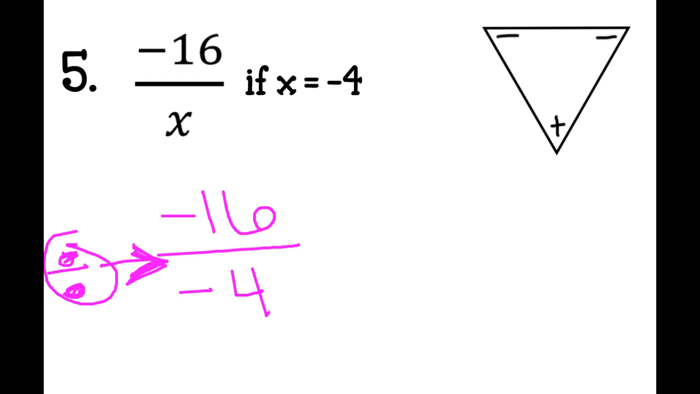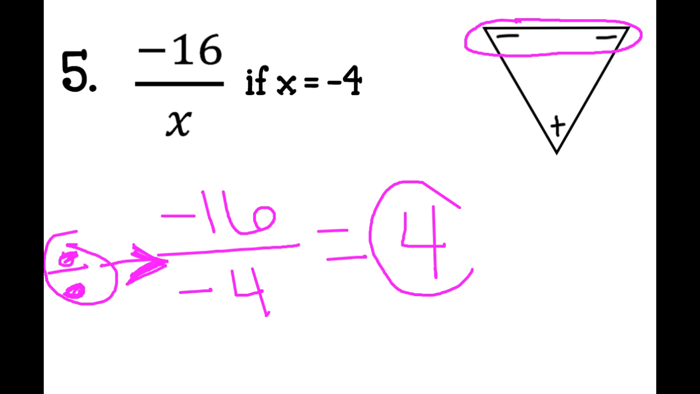So we have negative 16 divided by negative 4, which is a negative divided by a negative. So we know that our answer is going to be a positive. 16 divided by 4 is 4. So we have a positive 4 as our answer.